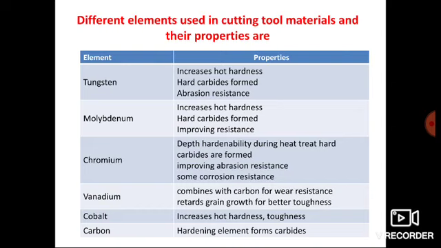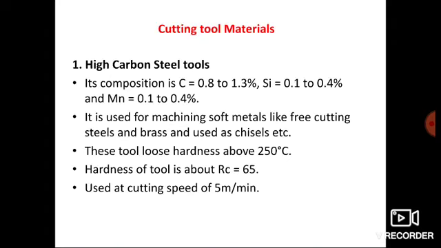Then cobalt and carbon are added to the material of a single point cutting tool. These are nothing but some alloying elements which are added for improving its properties. Now we will be discussing the various cutting tool materials. The very first cutting tool material is the high carbon steel tool.